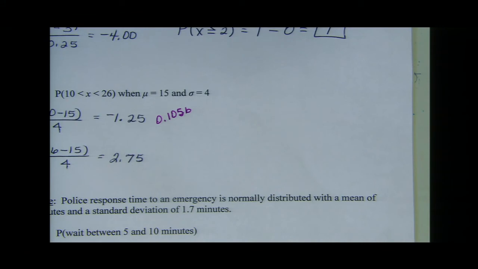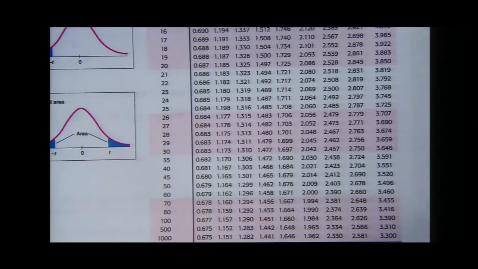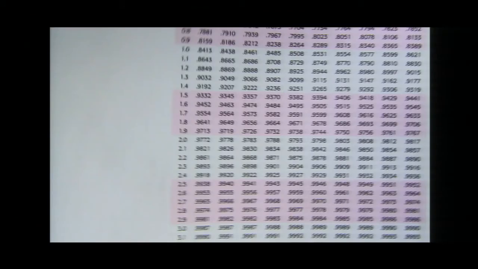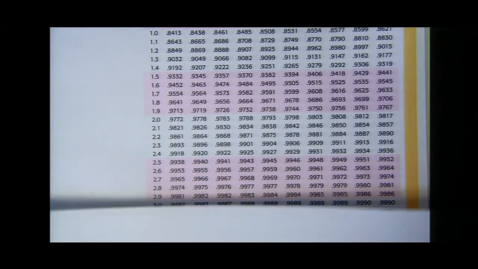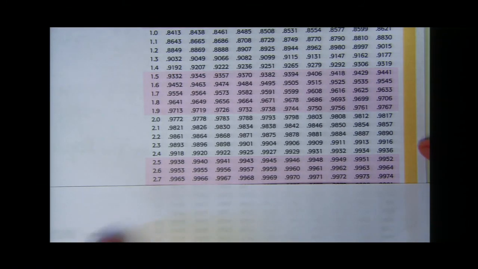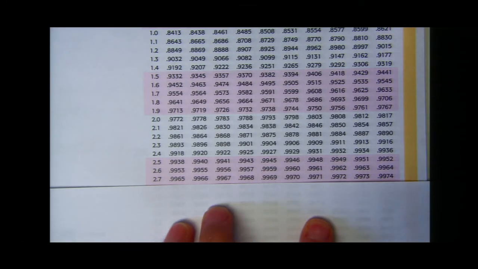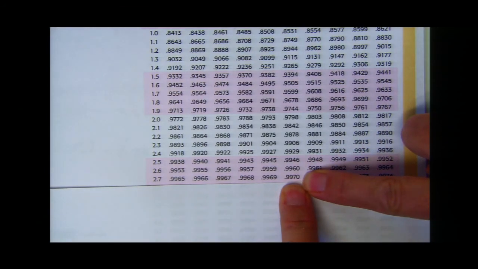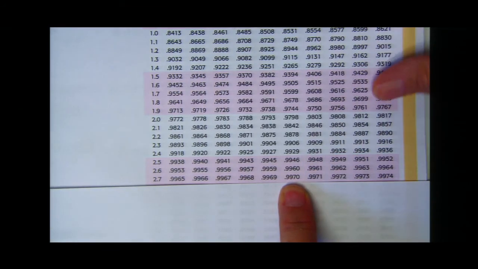Then I'm going to look up 2.75. Whoops, that's not the right one. Here we go, 2.7, and then at the top, 0.05. And it gives me 0.9970.